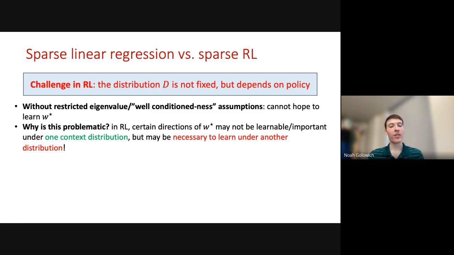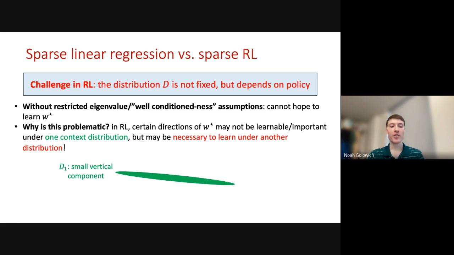And this is problematic for the following reason. In reinforcement learning, certain directions of W may not be learnable under one context distribution, but it may nevertheless be necessary to learn them with respect to a different distribution. So let me give an example here.